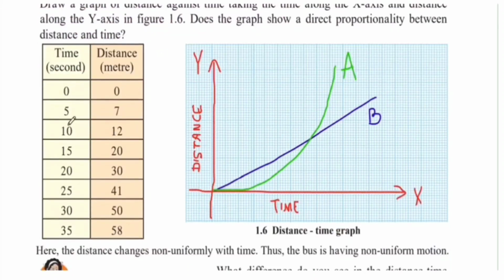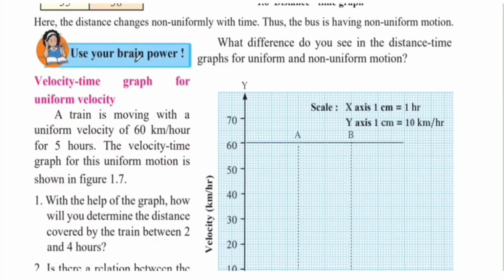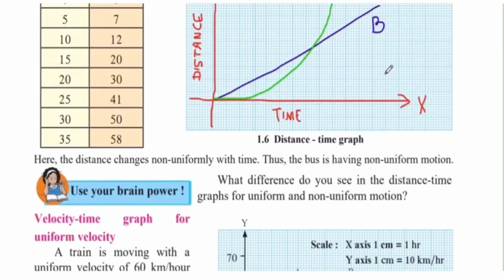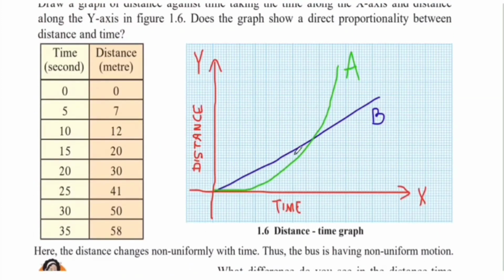Okay, so now the time intervals are equal, but the distance traveled is not equal. So this is just a representative graph in which the curve A, what we see, is what we would get when the object travels in non-linear motion. And the B graph was what we saw earlier, and this was when the object travels in uniform motion. Use your brain power. What differences do you see in the distance time graphs for uniform and non-uniform motion? This is the same thing that we saw earlier in this graph. In uniform motion, the graph would be a straight line, whereas in non-uniform motion, the graph would be a curve.